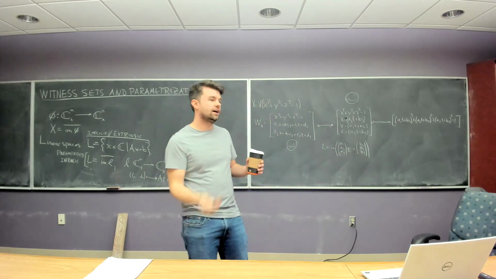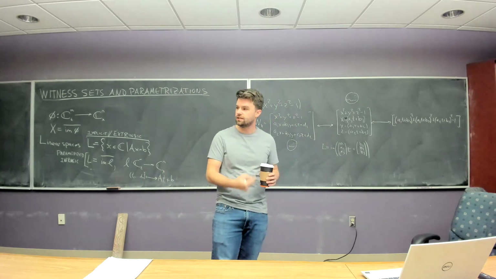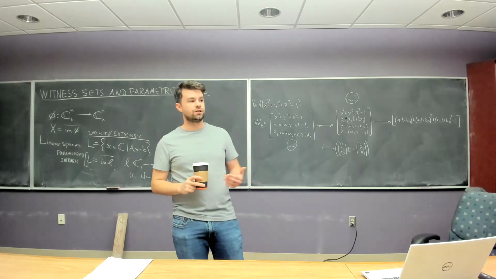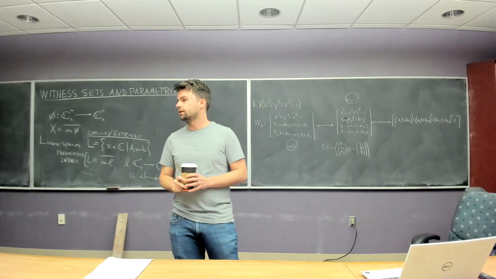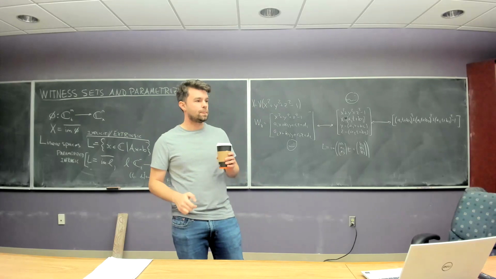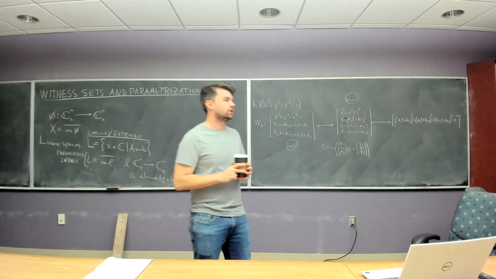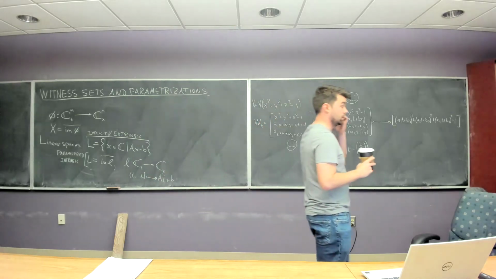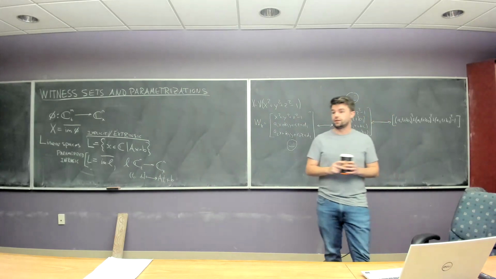So if you're really high dimensional, you might want to parameterize the thing you're intersecting with. If you're really low dimensional, you might want to stick with the implicit linear space form. And HomotopyContinuation.jl has functionality for dealing with both types of linear spaces.